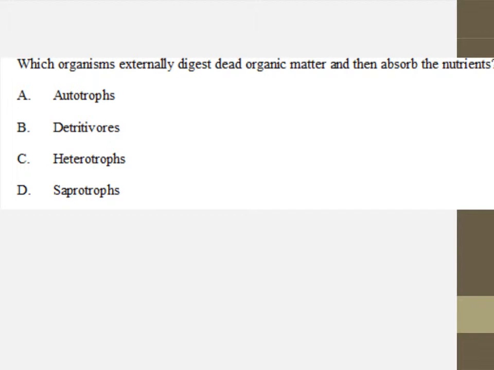Which organisms externally digest dead organic matter and then absorb the nutrients? Pause now. Answer. If you said saprotrophs, you would be right. Very nice. They externally digest things.